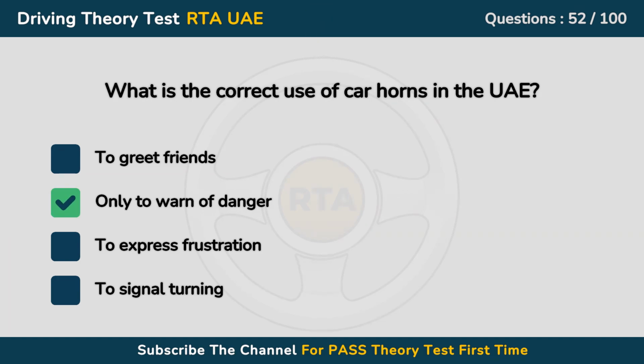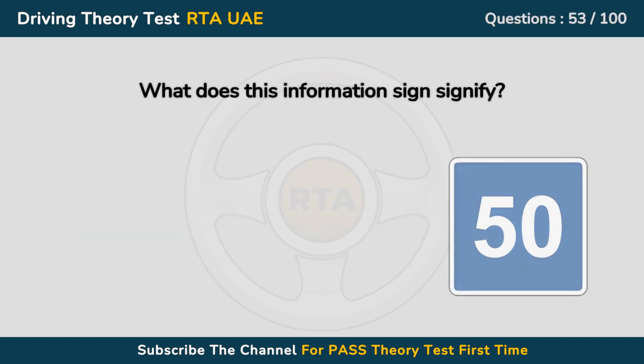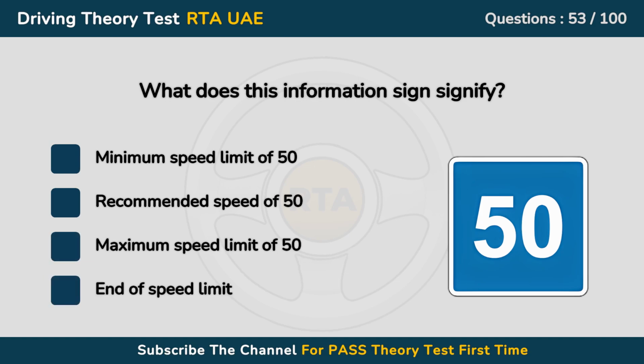Question 57. What does this prohibitory sign mean? A. No parking. B. No stopping. C. Loading zone. D. Restricted access. Answer is B. No stopping. This no stopping sign prohibits both stopping and parking of vehicles, even for a brief moment, in the area.